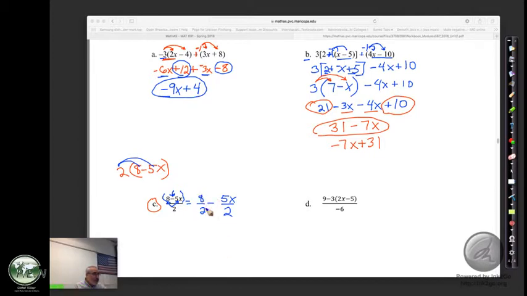Can I reduce either of these? 8 divided by 2, that's 4. So I'll write that as 4. 5 and 2 don't reduce, so I'll just leave it as it is. So now it's 4 minus 5x over 2. Can I go any further? No, so that's why I circle it. It's done. No like terms, and it's sort of simplified.